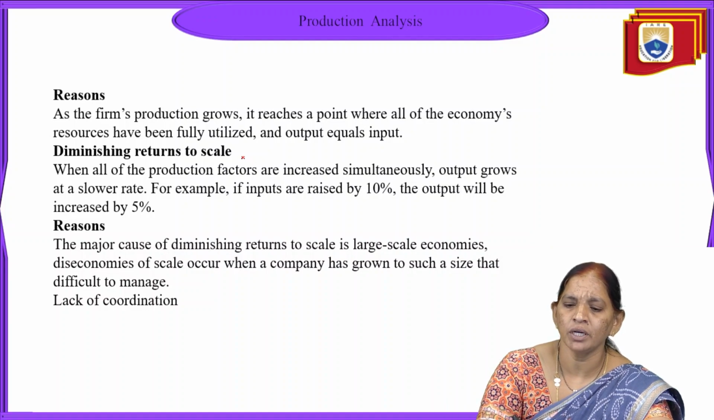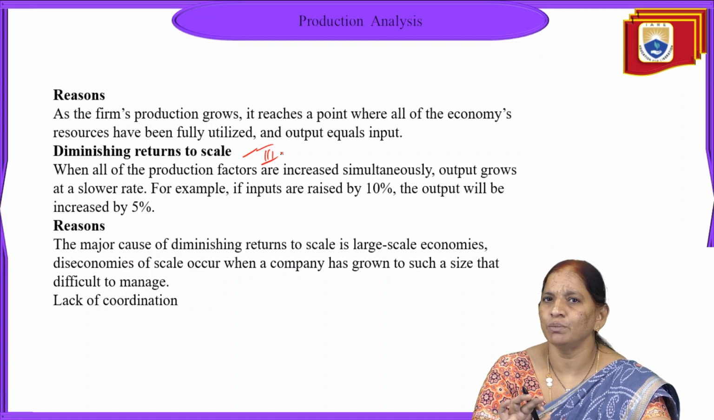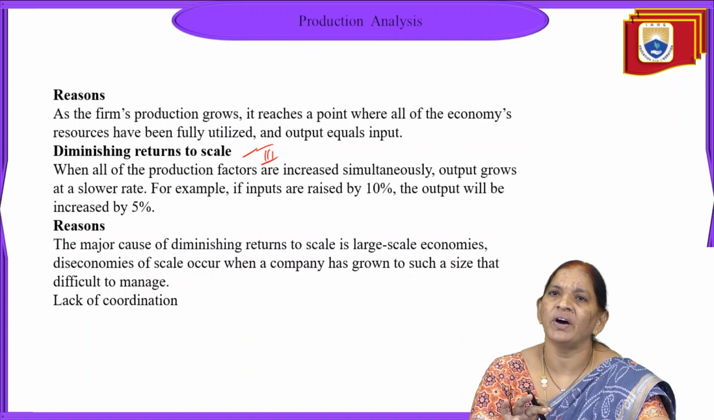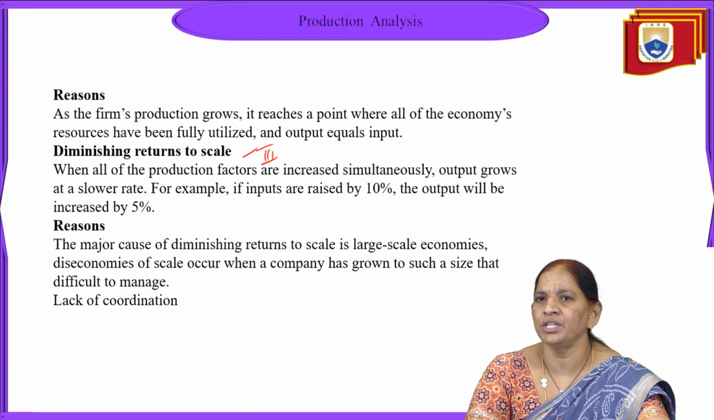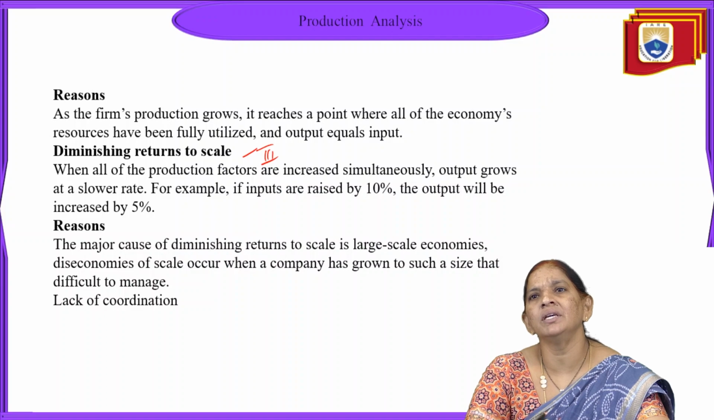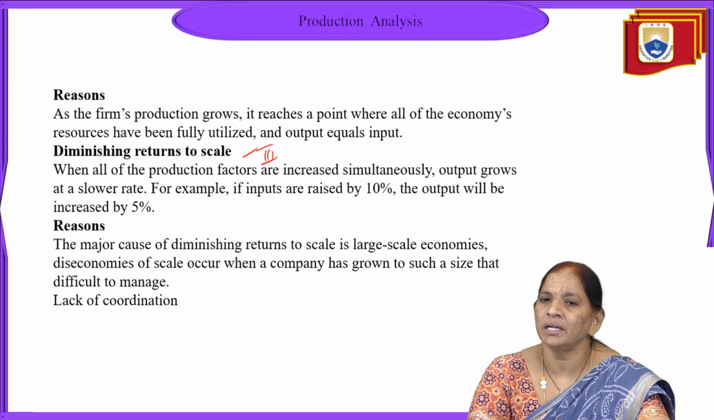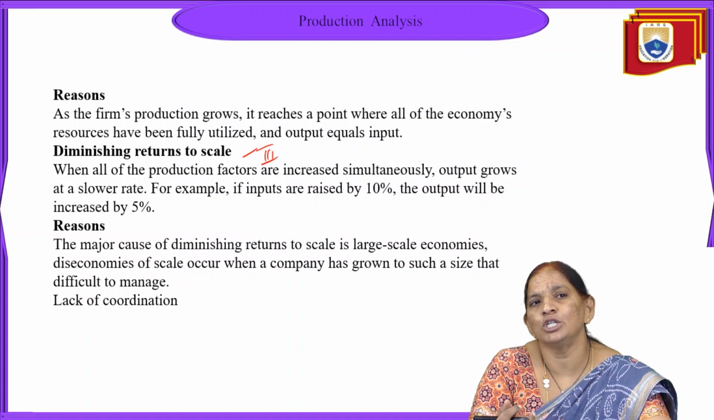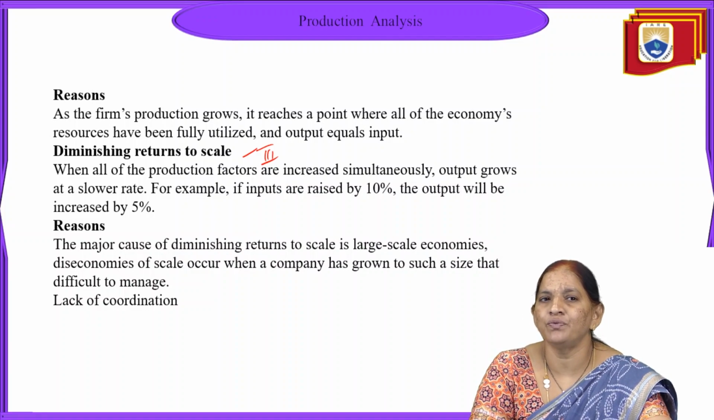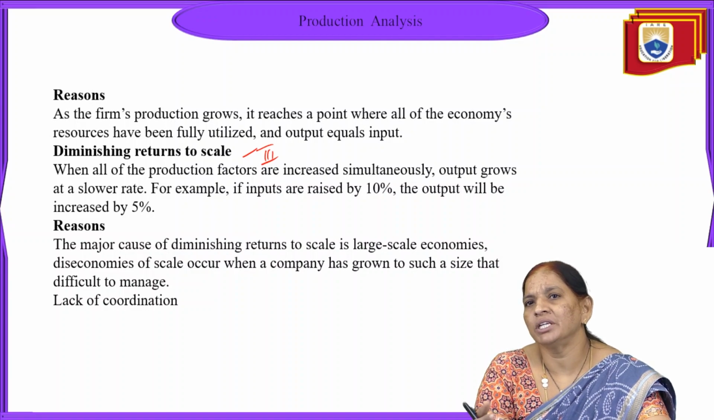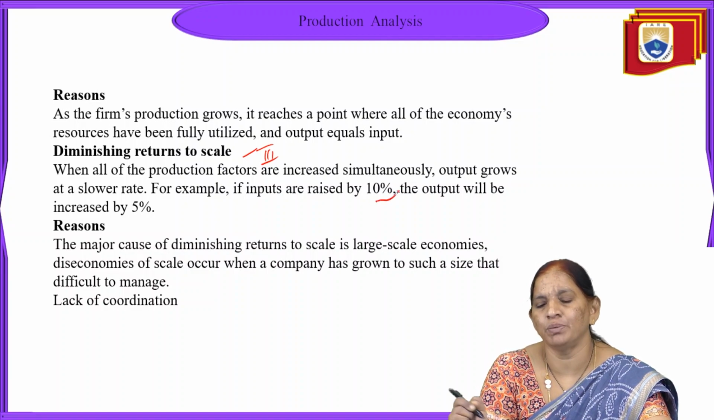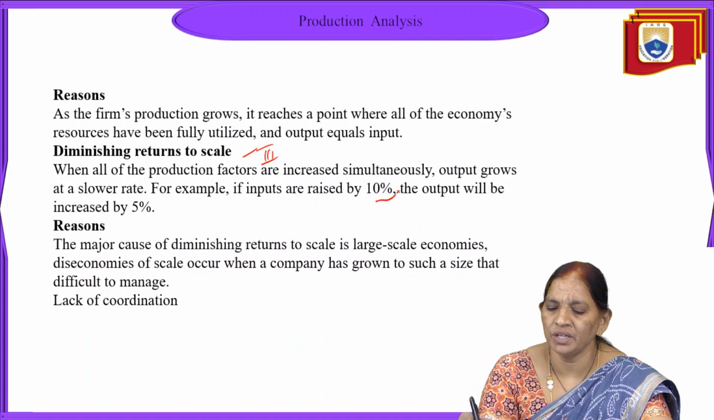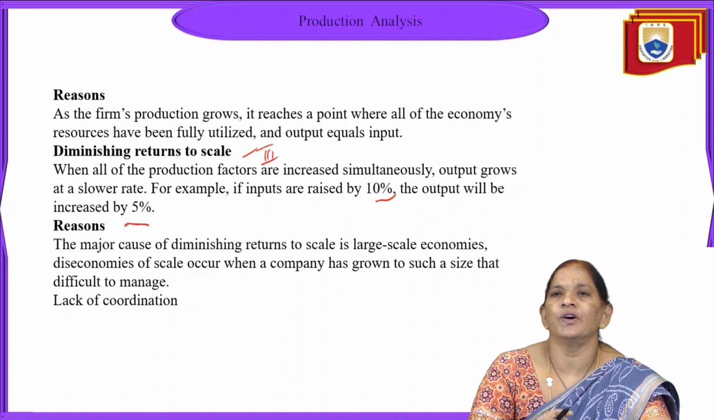And when we come to the third stage of long run production, we are able to identify that all factors are increasing, meaning whatever factors we take in the production, maybe land, labor and all, increase simultaneously, but the production rate decreases or comes at a slow level. That is, if the inputs, labor and capital, are increased by 10%, the output we get will be only 5%.